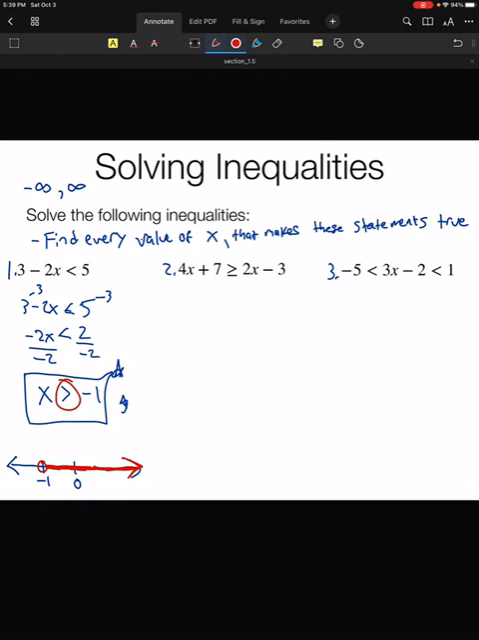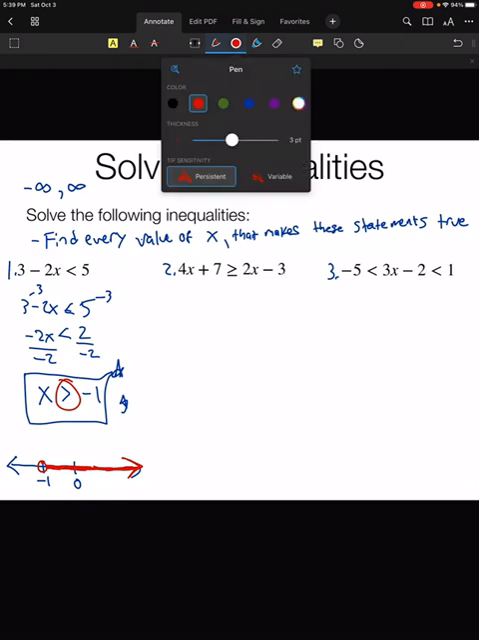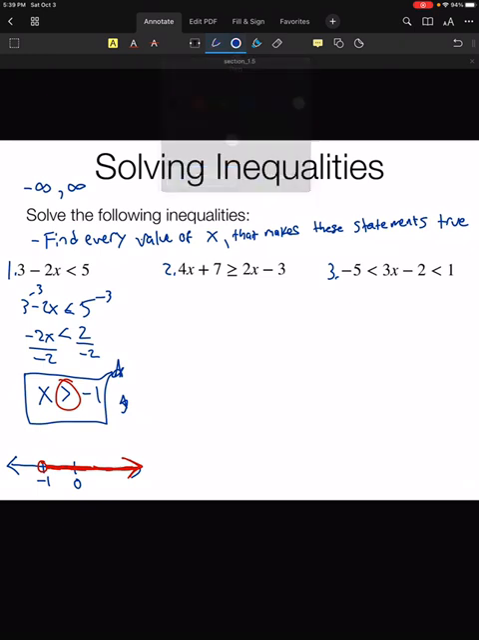Okay, so there, now that is what I consider as like a fully done problem for solving inequality. So we found the actual inequality, or the range of values that make this statement, number 1, true, and then we graphed it. And so that's what we're going to do for each of them. So if we move over to number 2, we get something a little tougher.